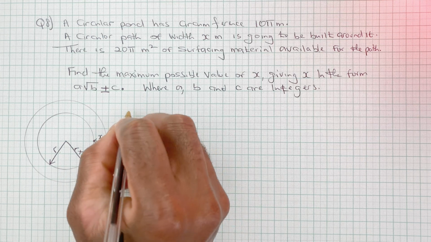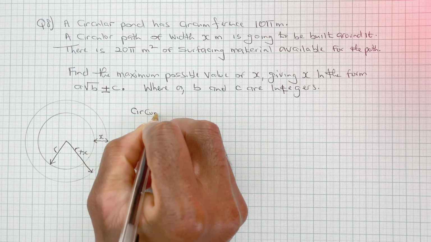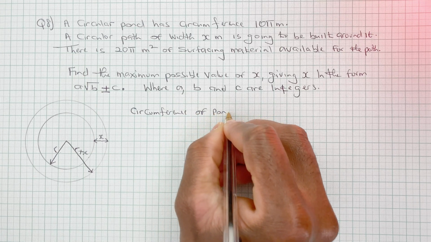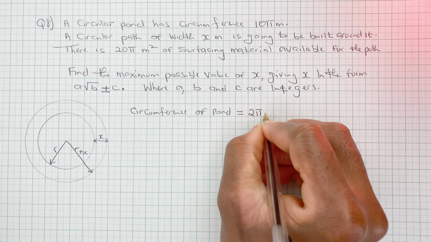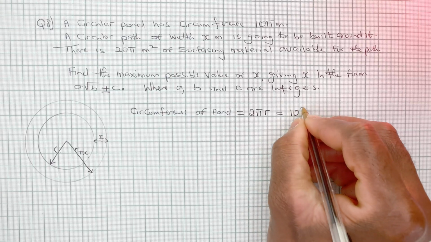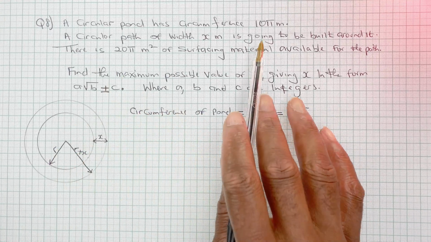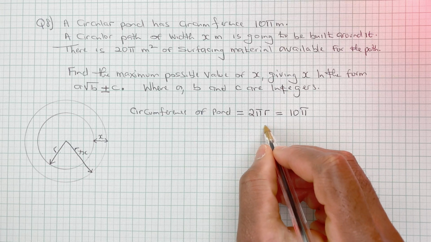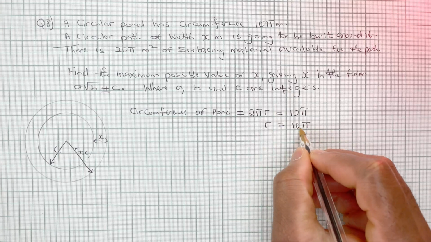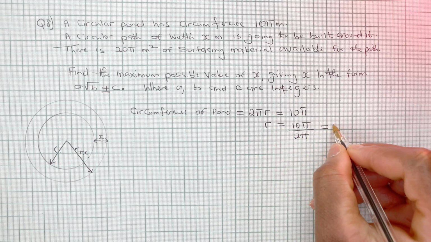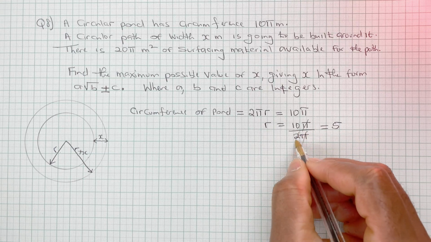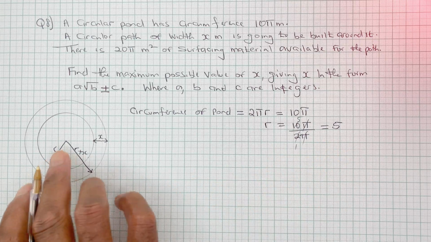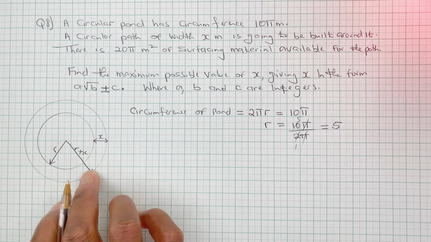So what we're now going to say is the circumference of the pond is 2 pi r, which equals 10 pi. So that's what we're given, that the circumference is 10 pi. Now what we need to do is find r. So r will be equal to 10 pi over 2 pi, which will give us 5. Pi cancels pi, 2 goes into 2 once, 2 goes into 10 five times. Now we know the radius. So the radius is r, and then the radius of the biggest circle is r plus x.